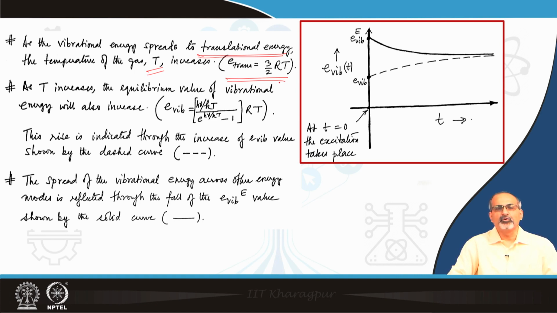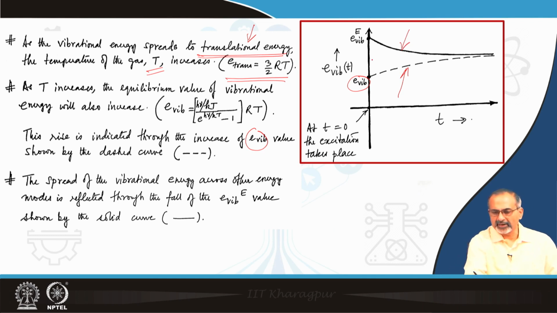As the T increases, the equilibrium value of vibrational energy will also increase. This rise is indicated through the increase of the E vibrational value shown by the dashed curve. So, the rise from the earlier equilibrium value to a higher value, a gradual increase in the temperature, is basically brought about by the energy exchanges, which ultimately lead to the increase in temperature of the gas, and that is basically because the translational energy gains out of the collisions. The spread of the vibrational energy across other energy modes is reflected through the fall of the excited value shown by the solid curve, which is above.